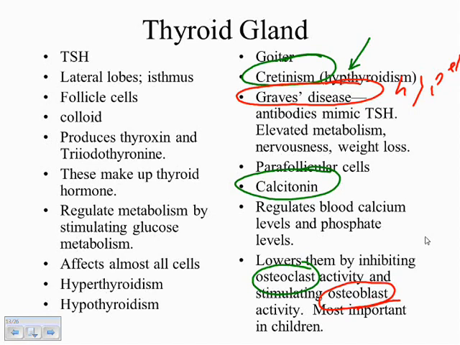So the two main hormones made by the thyroid gland, thyroxine and triiodothyronine, make up thyroid hormone, which speeds up glucose metabolism. Calcitonin helps to regulate calcium and phosphate levels by lowering them. There's another hormone we'll talk about in a minute that helps to raise it back up.